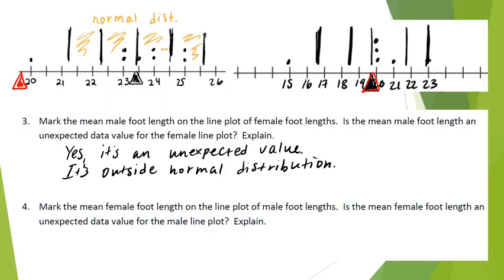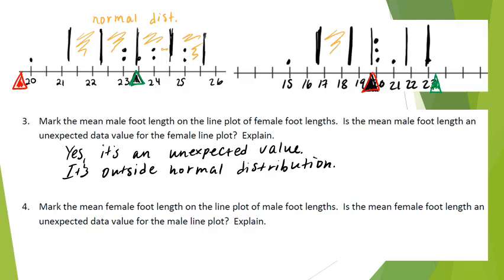And now we're going to go the opposite direction. So we're going to mark the female mean foot length. So I'm going to do this in green here. So it's around 23 and a bit more, around 23 and 4/10. I'm going to mark that on the male. So 23 and 4/10 would be all the way up here. Actually, a little bit less than that, 23 and 4/10, because it's going by ones. And so again, I'm going to think about the same question. Is the mean female foot length an unexpected data value for the male line plot?